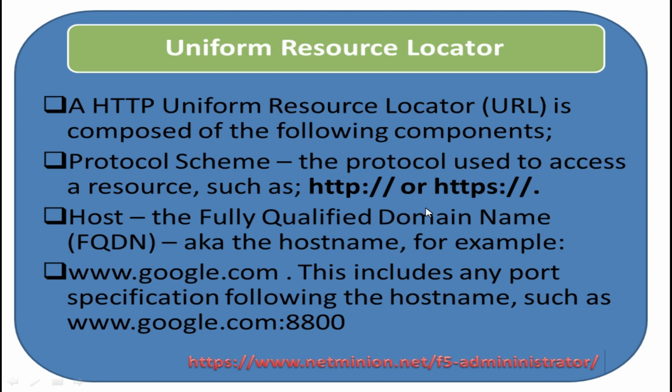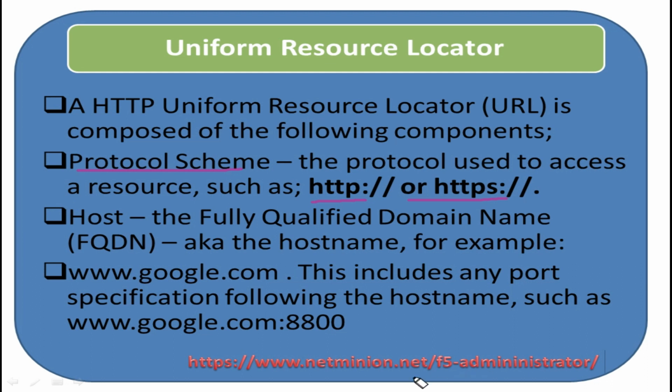URL means uniform resource locator. An HTTP uniform resource locator can be composed of the following components, which we have already discussed. Here we are talking about the protocol scheme. It can be either HTTP or HTTPS, and whatever is used is your protocol. Then the FQDN: for each IP there is a complete name, and that FQDN name is known as your host.